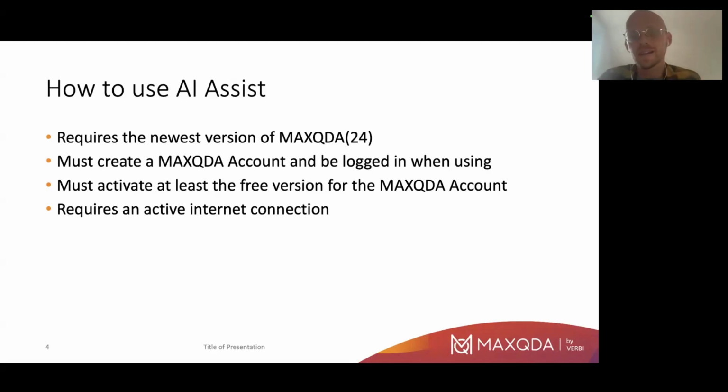You need to at least activate the free version of AI Assist. Usually, if you buy a license, it immediately asks you, do you want AI Assist? Yes, for free and premium. Free means you can use it as part of your MAXQDA license without any extra fee, but it gives you a certain limit on how much you can use it a day. And if you have premium, it's unlimited.